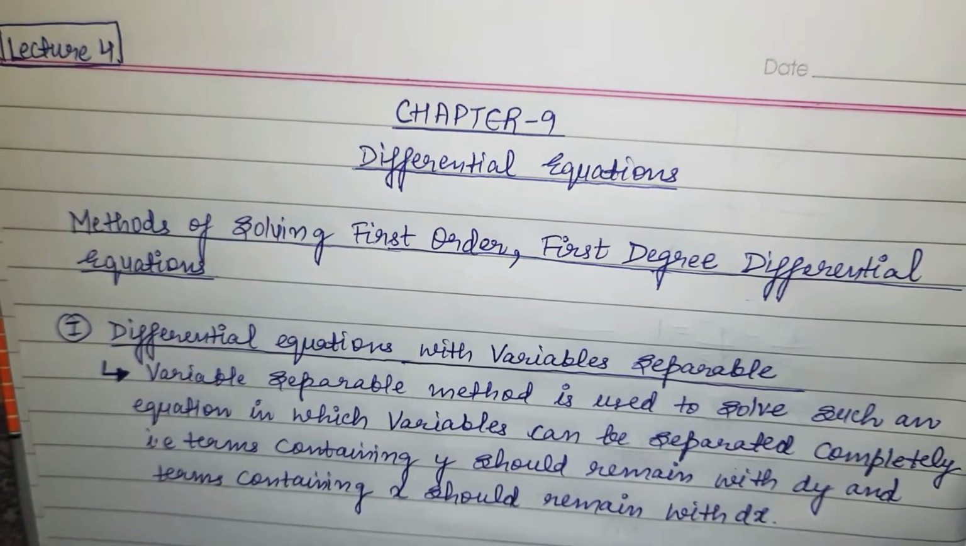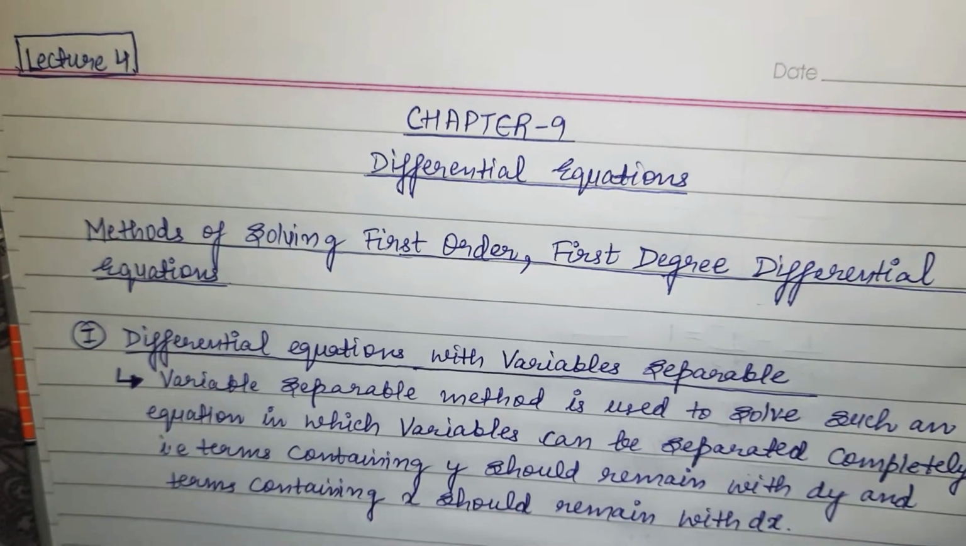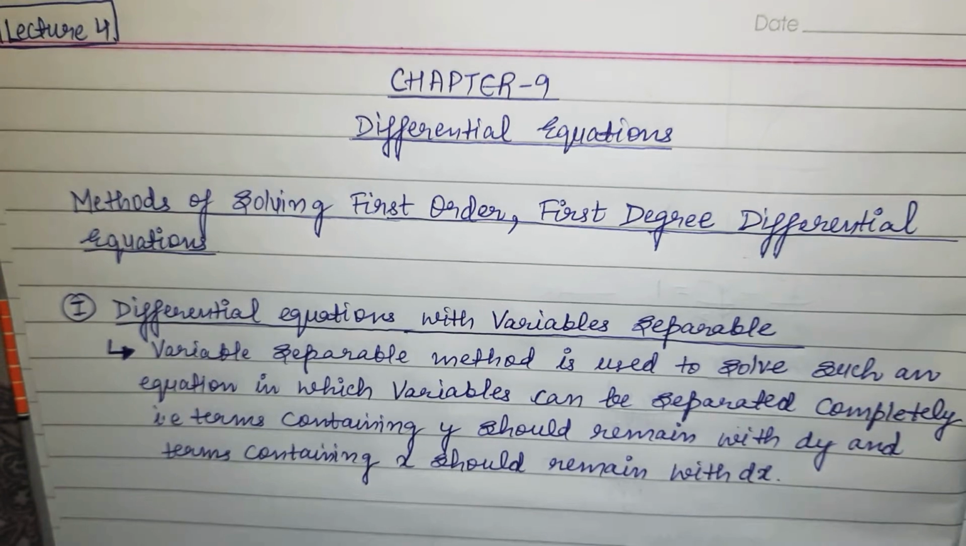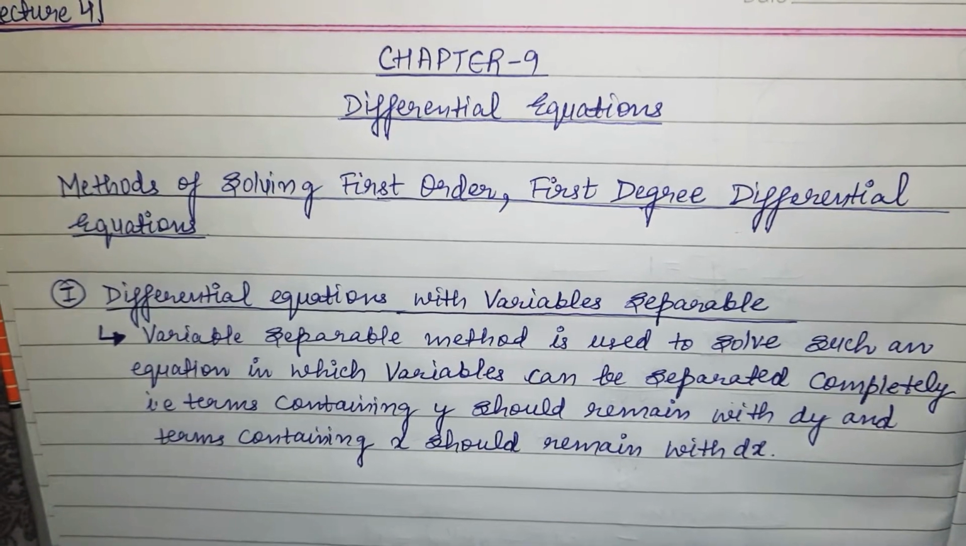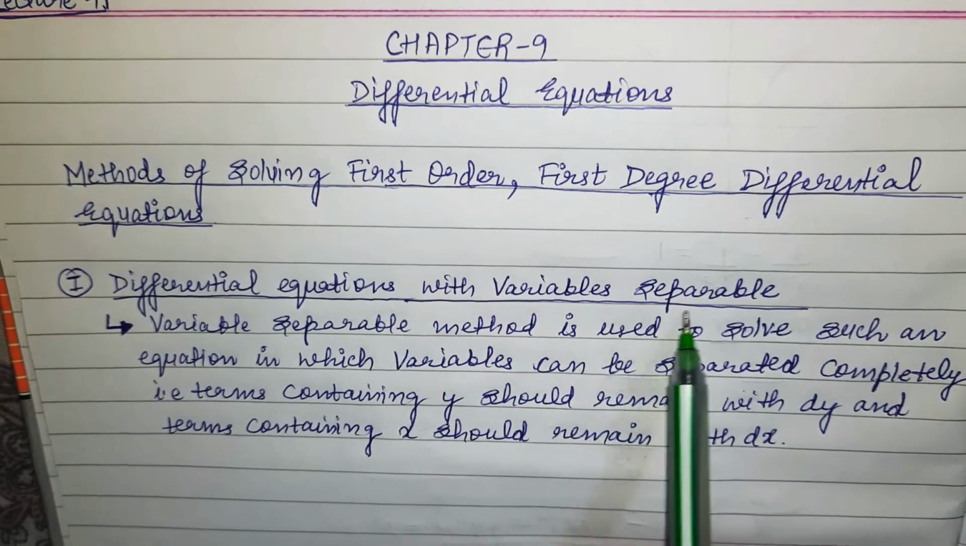Today we'll start with lecture 4, chapter 9, differential equations. Here we'll talk about methods of solving first order, first degree differential equations. In total we'll have 3 methods, and today we'll discuss the first method. Method number 1 is differential equation with variable separable.